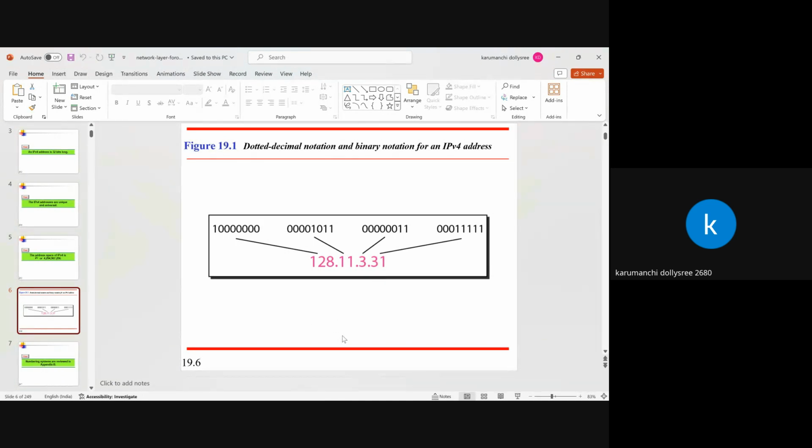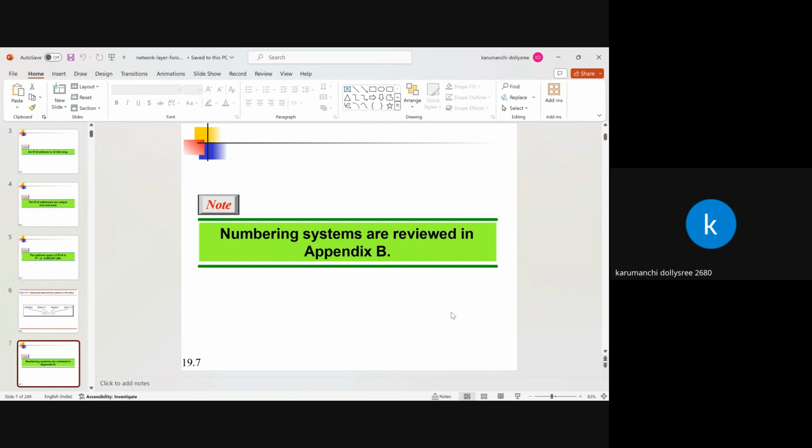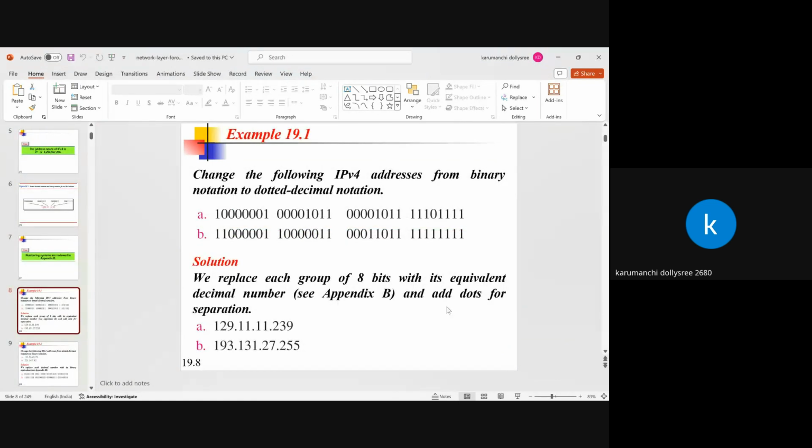By calculating that, we will receive this as 128, this binary as 11, these zeros and ones as 3, and this as 31, right? When we add all these zeros and ones, we will get 31 out of it, right? So this is how we will denote it. The number system we are using here, yesterday I showed this example. I hope you all know how to convert binary into decimal and decimal into binary, right?